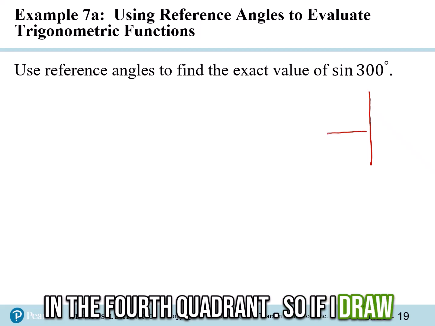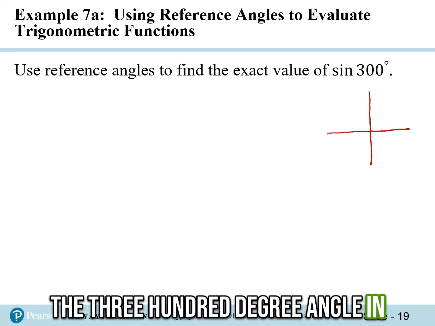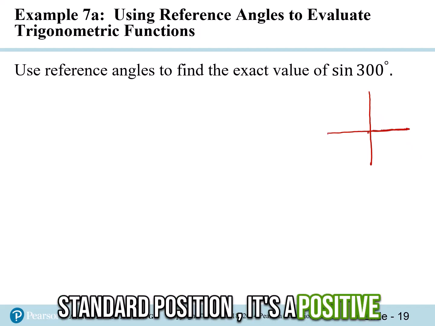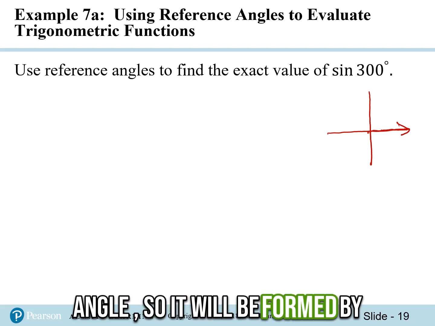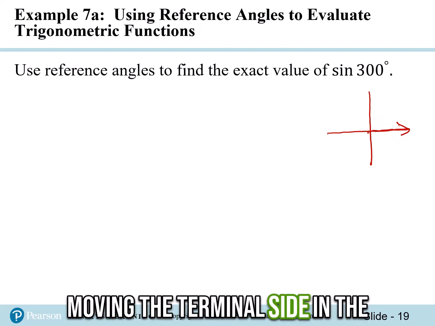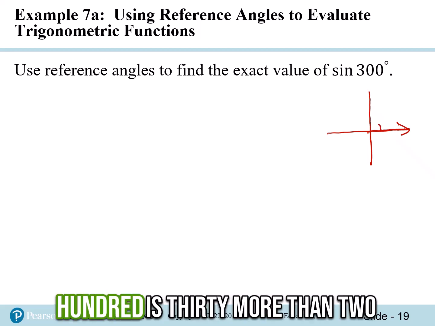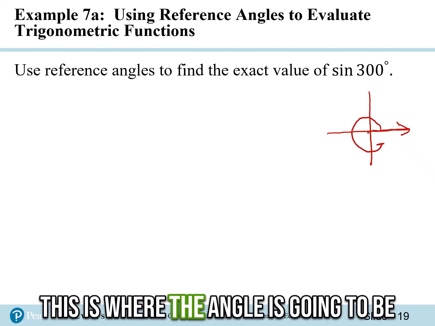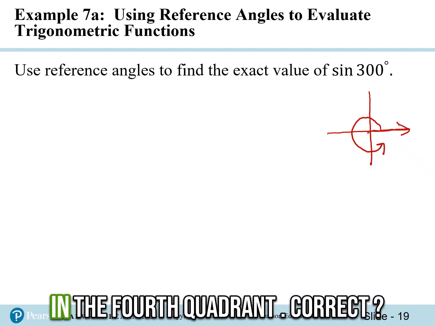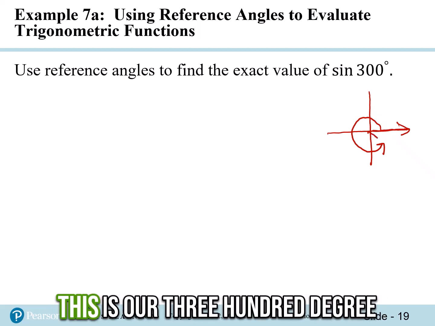So if I draw the 300-degree angle in standard position, it's a positive angle, so it will be formed by moving the terminal side in the anti-clockwise direction. 300 is 30 more than 270. This is where the angle is going to be in the fourth quadrant, correct? This is our 300-degree angle.